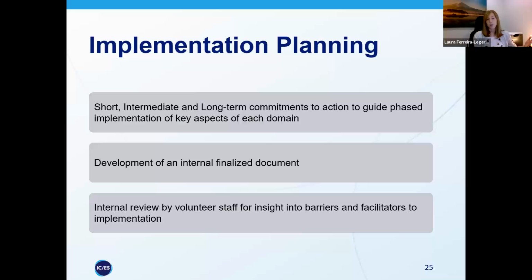Again, development of an internal finalized document is still ongoing, something that we're drafting and making sure necessary folks have a chance to review. And again, also thinking about, from some of our staff, are there any barriers and facilitators to implementation that we also should be considering, to understand how we can help clarify this for our folks and understand what might be missing.